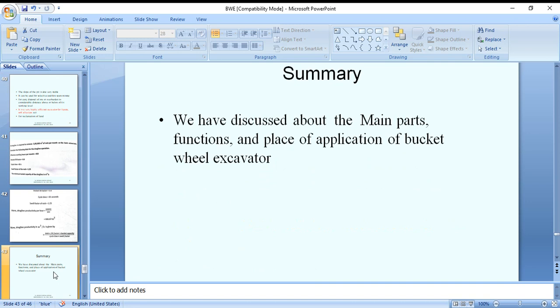I summarize. We discussed the main parts, functions and place of application of the bucket wheel excavator. I hope that you are all aware of the main parts of the machine, particularly the wheel, wheel periphery buckets, boom, turntable, balancing of the boom, and also the discharging conveyor to other material transportation mechanisms. From this, I will go to concluding.